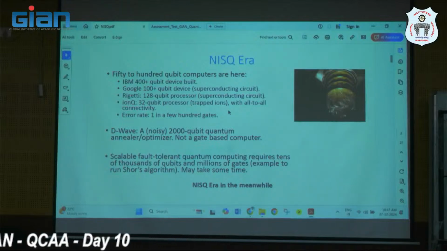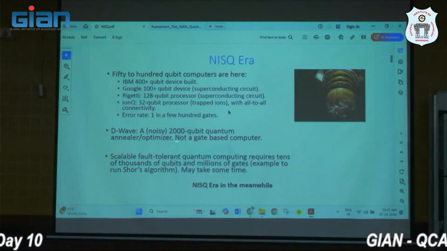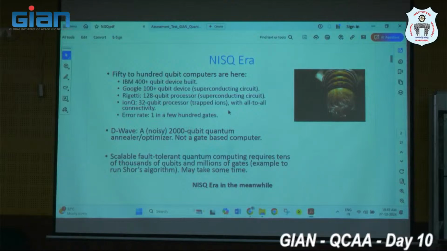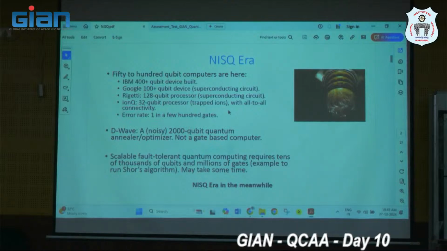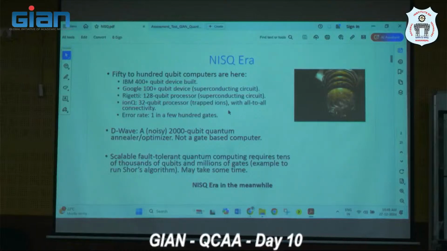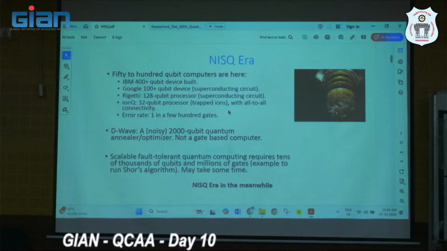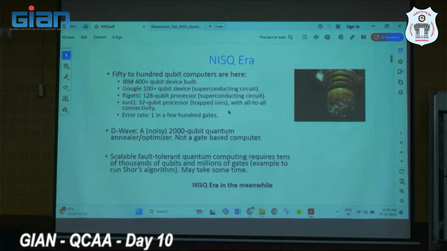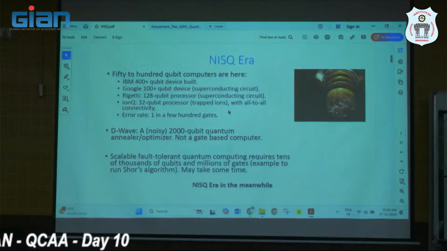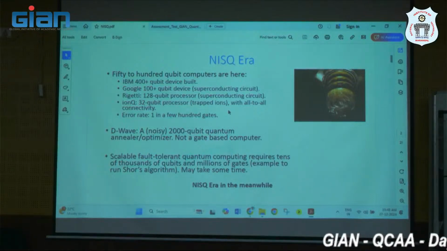You might have also heard of this company D-Wave. D-Wave has what they call a quantum annealer. They claim a 2000 something qubit quantum annealer. A quantum annealer is something specific, more related to optimization. It is not like a gate-based computer, not like a universal computer, but it is a specific thing tailored more for optimization.